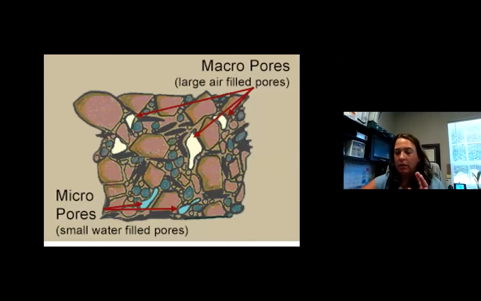And basically, between those pieces of organic matter and minerals are these pore spaces. The macropores are the large pores. They're the spaces that are in between that are filled with air. And the micropores are smaller spaces that hold water. As these soil particles compress, they'll hold water more. As they're looser, they hold more air. So this is something that's in flux.